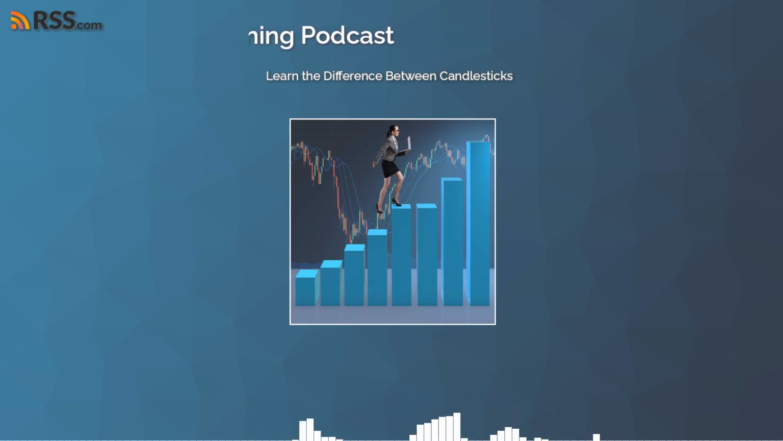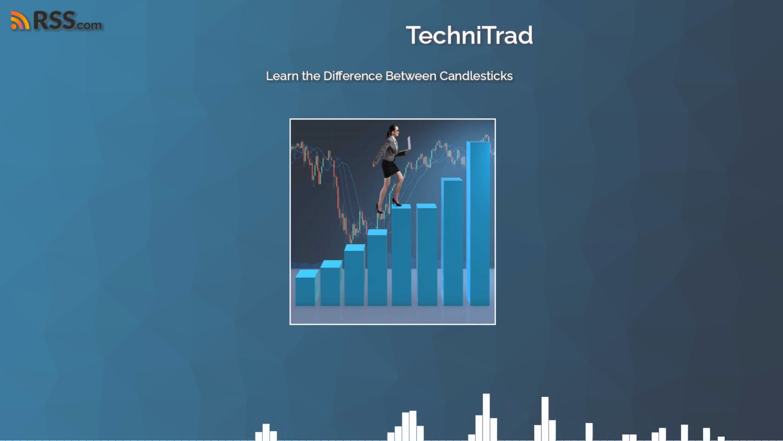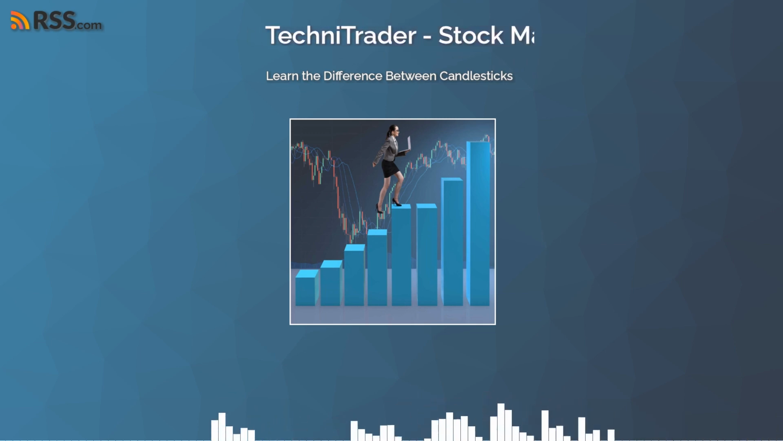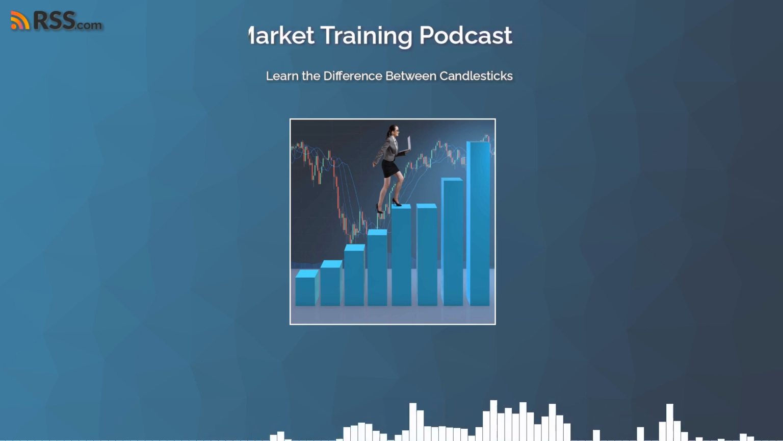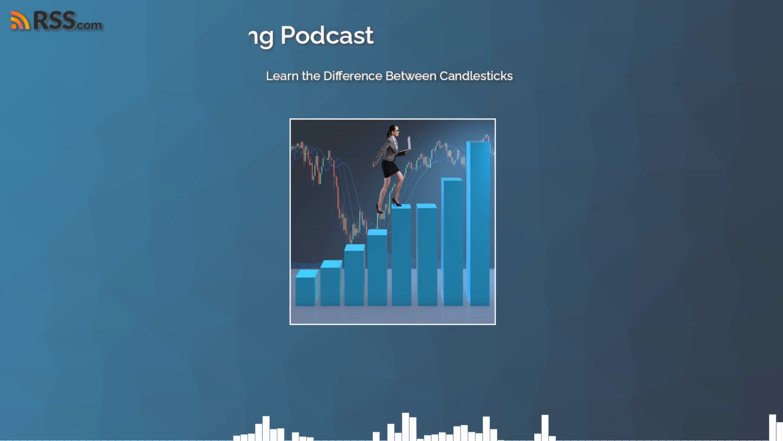Sometimes the open and the close are the same. Sometimes the open and the close are exactly the same as the high and the low. It doesn't happen that often, but it does at times. So bar charts were the precursor to candlesticks.